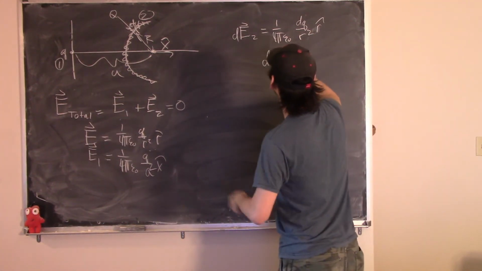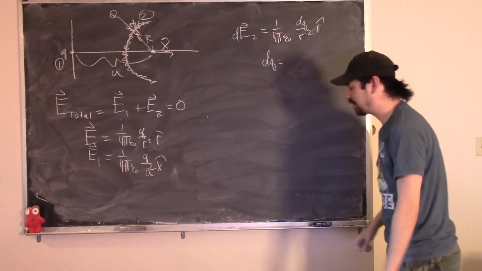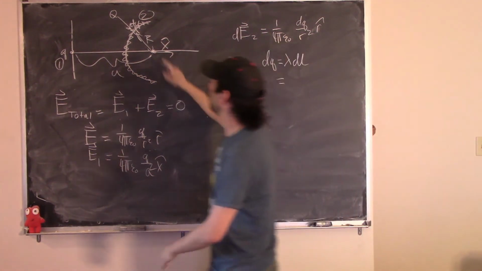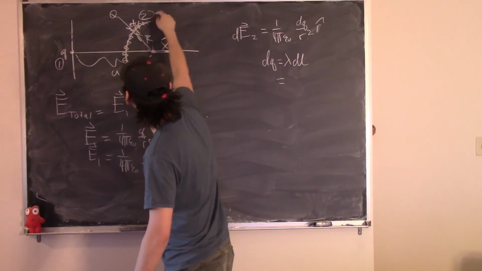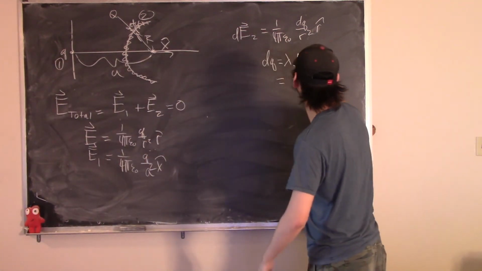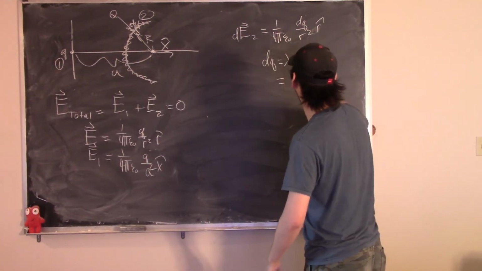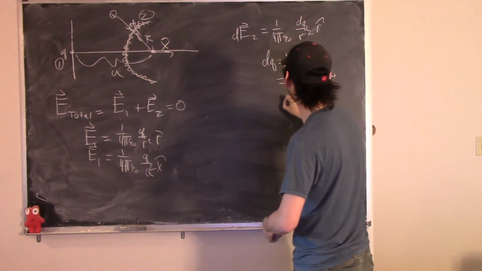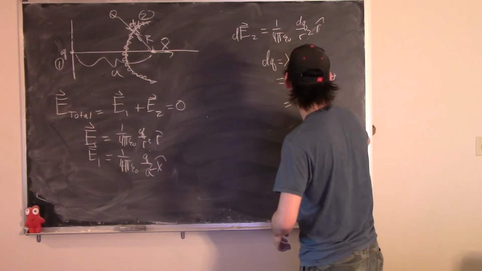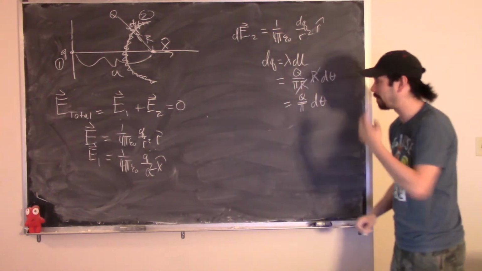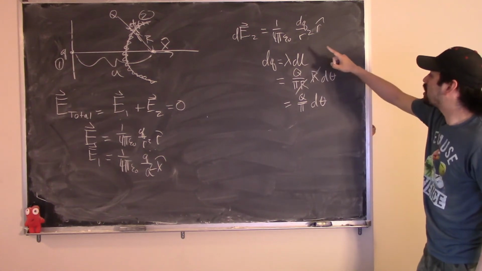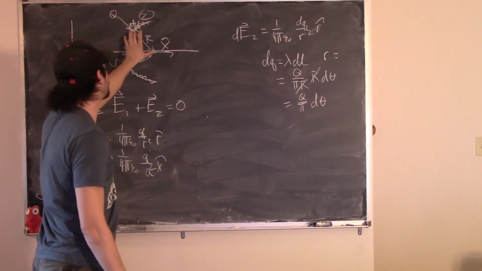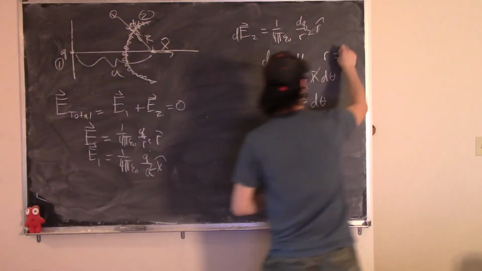So dq, just as with the other problems that we did with arcs of charge, is going to be lambda dl, which is equal to the total charge divided by the total distance that it's spread over. So this is q divided by pi r. dl is going to be r d theta. We can cancel our r's. And so this is going to be equal to q divided by pi d theta. Okay, so now we can write down what r is. For this case, r is pretty simple. It's always the distance from here to here because it's a circle. R is just going to be capital R.